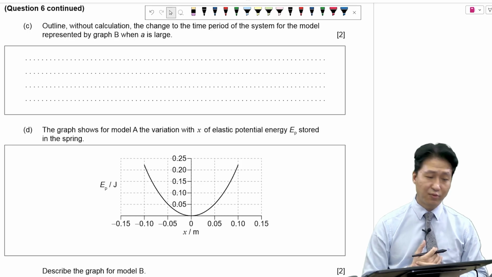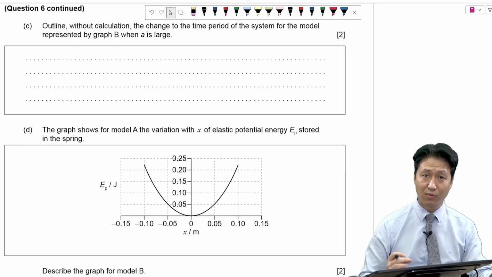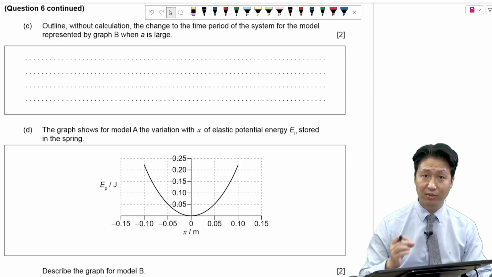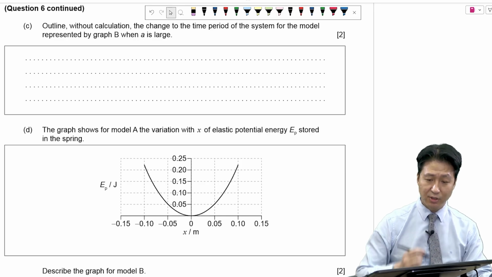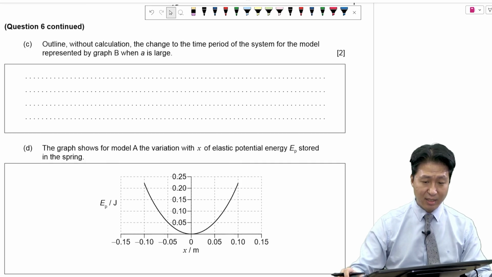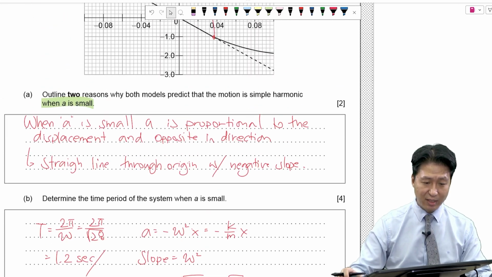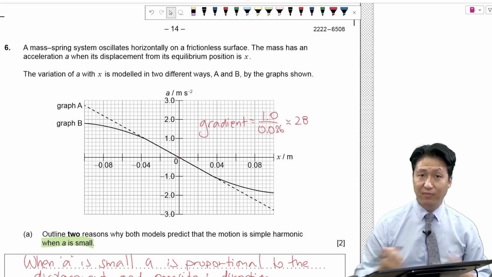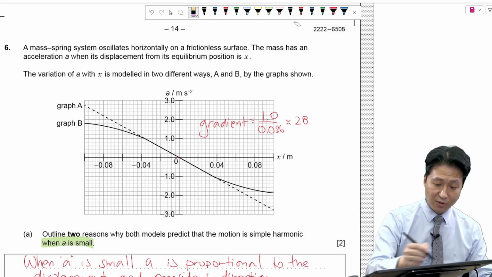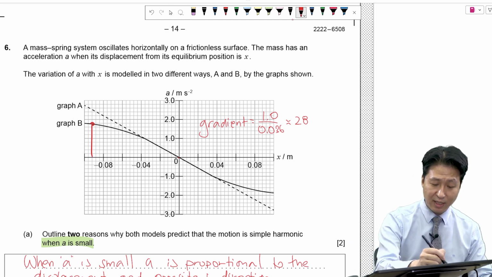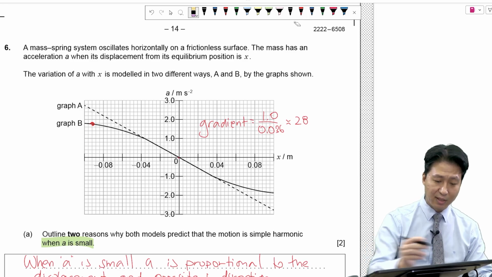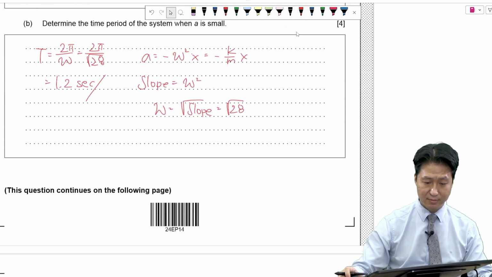Next, part C of question 6, it says outline without calculation the change to the time period of the system for the model represented by graph B when A is large. So let's look back at graph B. What's the difference between graph B and graph A? Well, for large values, graph B has smaller values of acceleration. Let's write that down first.